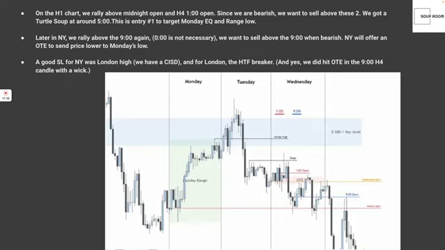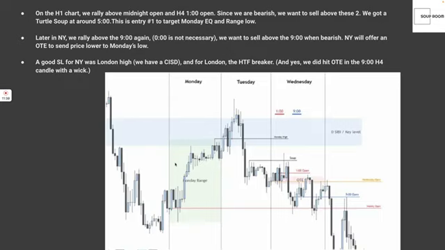A good stop loss for New York was London session high. We have a change in state of delivery. And for London, the stop loss would be the higher time frame breaker. And yes, we did hit the OTE in the 9 a.m. 4 hour candle with a wick.